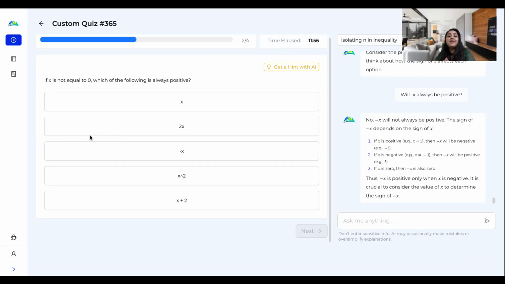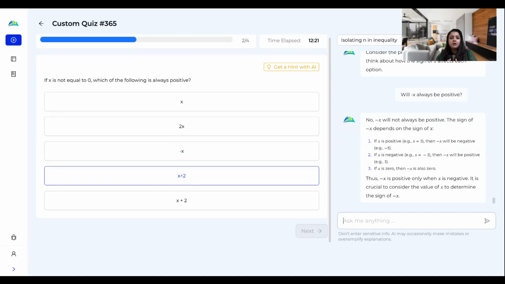If x is, for example, negative 5, then minus x will be minus of minus 5, which is plus 5. So I can rule out answer choice C as well, because it's not positive. If x is, say, 5 or 6 or 7, any positive value to the right of 0, minus x will definitely not be positive. But what about x squared?